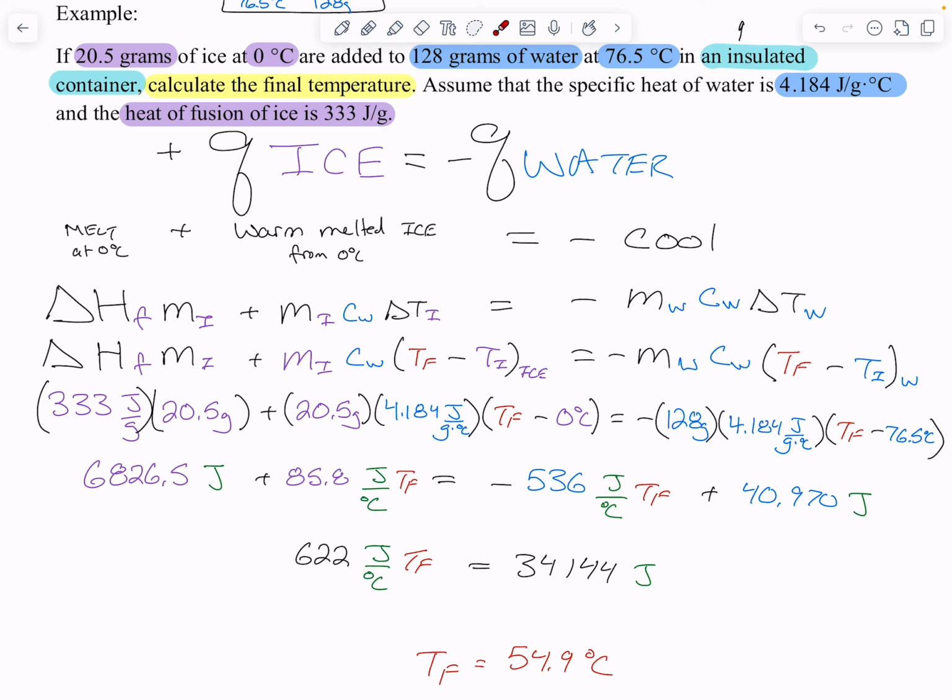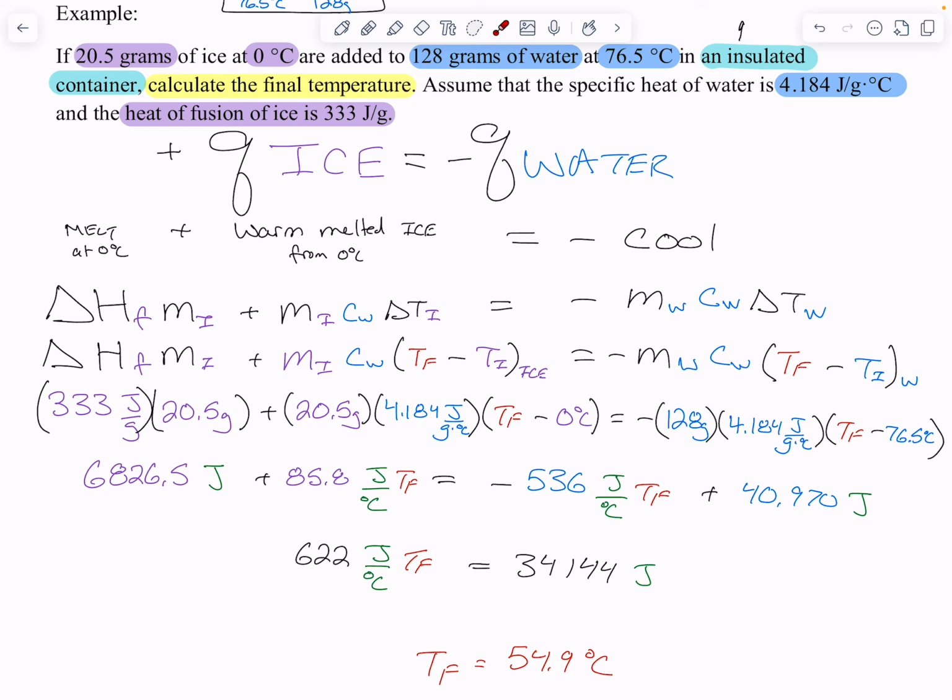And so melting ice, delta H times the mass. So you're either changing temperature, which is this one, or you're changing state, which is the first one. So we're changing state, then we're warming up, changing temperature. And this one's just changing temperature, it's cooling down for the water. So then we plug in, remember it's T final minus T initial.